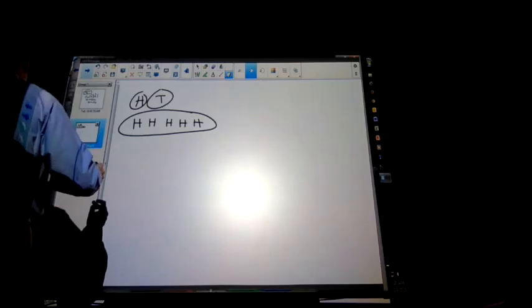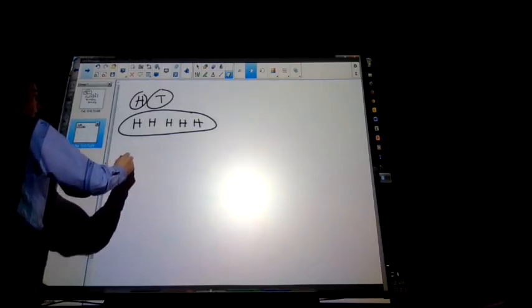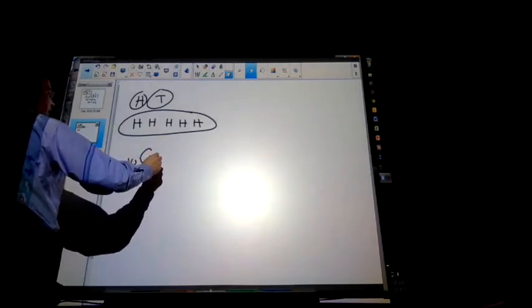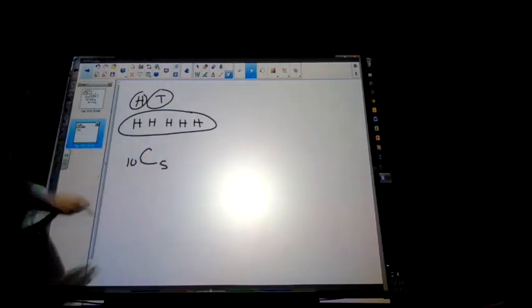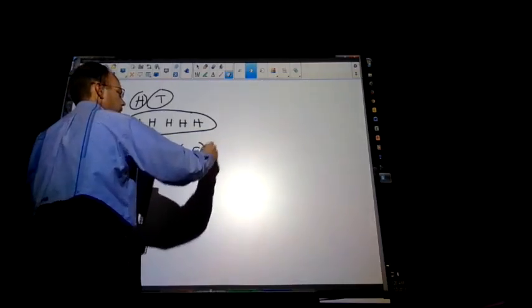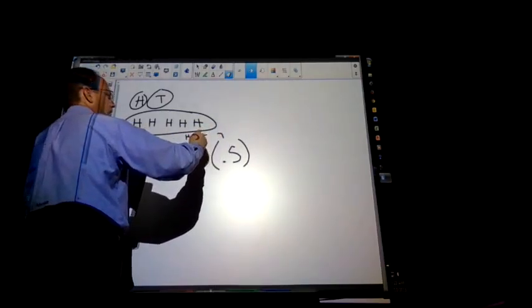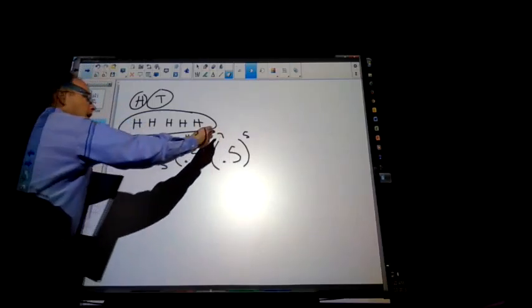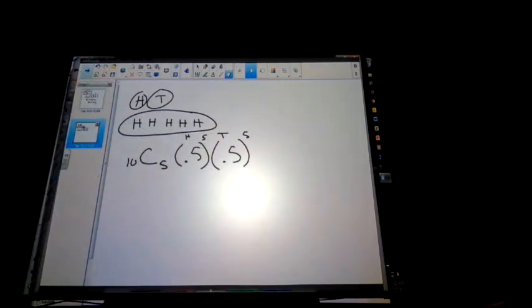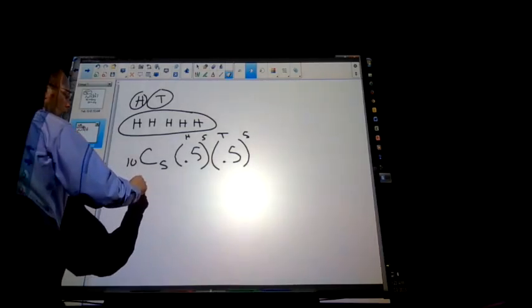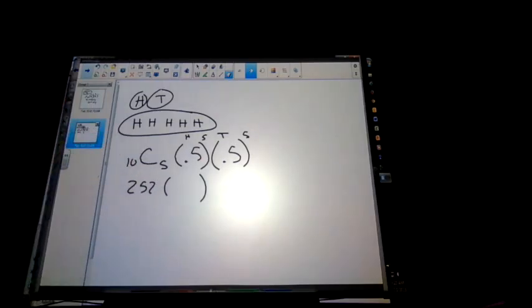Okay? So we have 10 tosses of the coin. We're going to combine that with 5 heads. Each probability is 0.5. So one's heads, one's tails. And then we want to have this happen 5 times. So if that happens 5 times, that means tails has to happen 5 more times. So 10 choose 5. 10 tosses. We have 5 different choices what we're going to do. So what? 252? 0.5 raised to the 5th power.